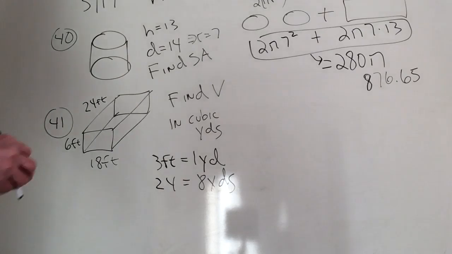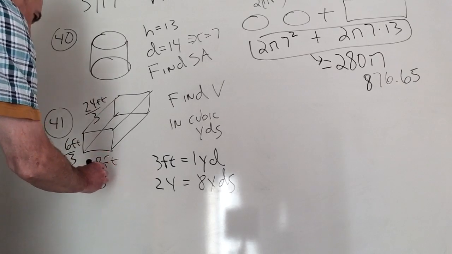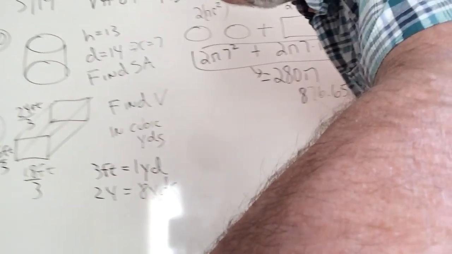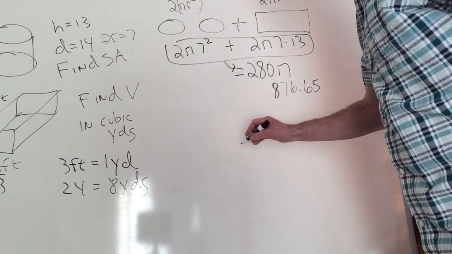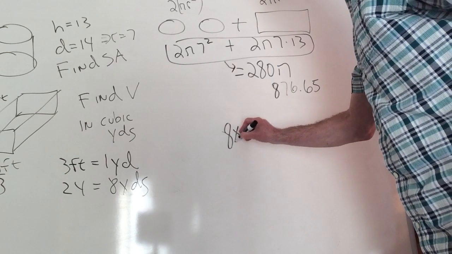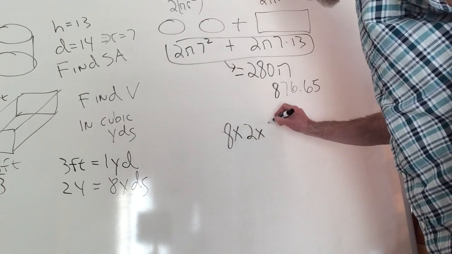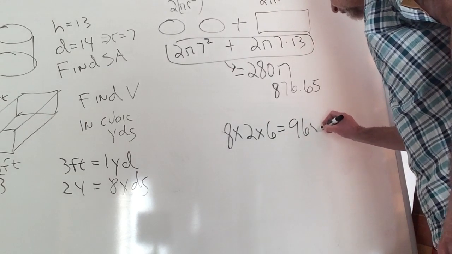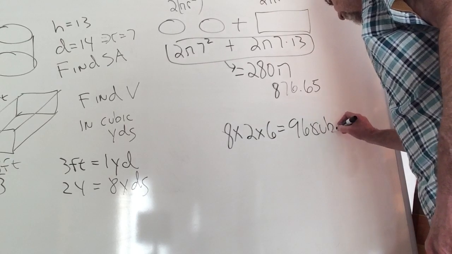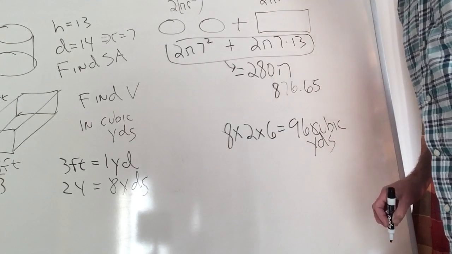So that means that when I do this and this and this, make things easier, and then I go over here and move it over so you guys can see what's going on. We have 8 times 2 times 6, and when you do the math, that turns out to be 96 cubic yards, and you should have been able to do a problem like that, okay?